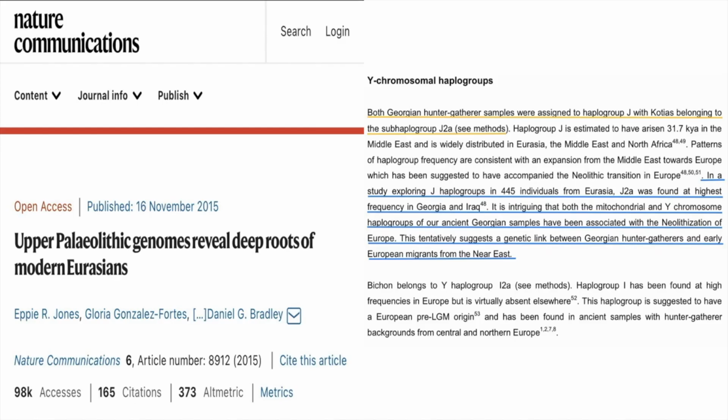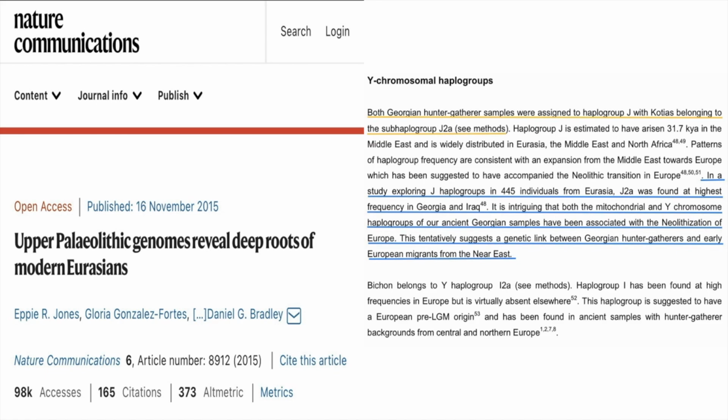Upper Paleolithic genomes reveal deep roots of modern Eurasians, and it reads, both Georgian hunter-gatherer samples were assigned to haplogroup J, with Kotias belonging to the subhaplogroup J2a. In a study exploring J haplogroups in 445 individuals from Eurasia, J2a was found at highest frequency in Georgia and Iraq.